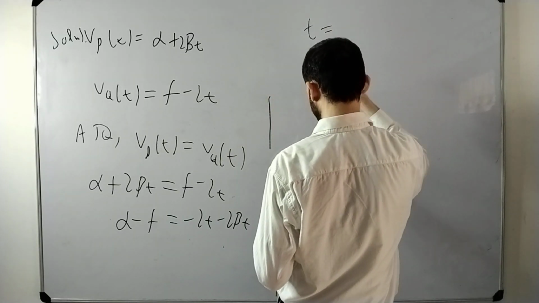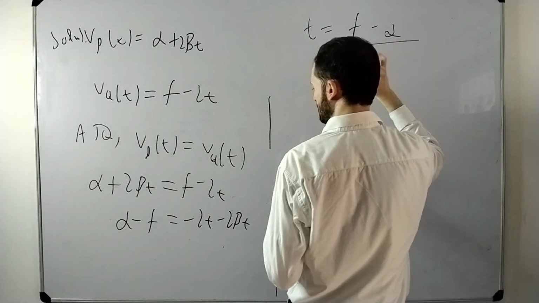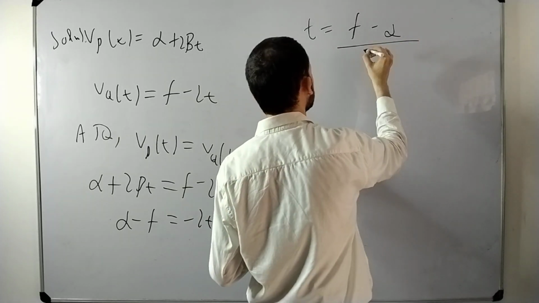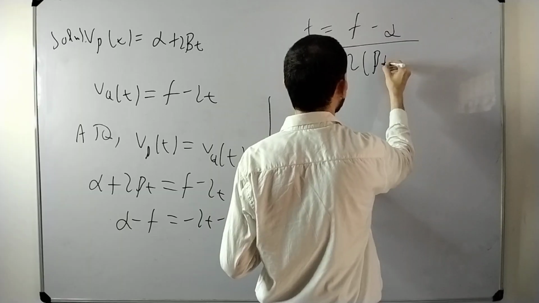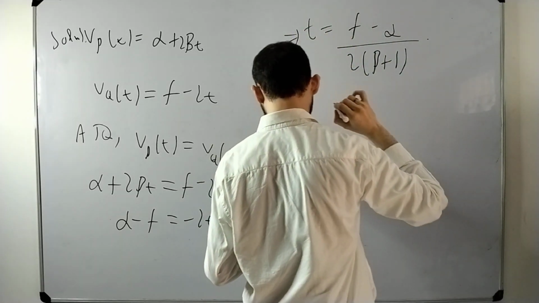t equals f minus alpha, please ignore the background noises, over 2 beta plus 1. So this is the answer.